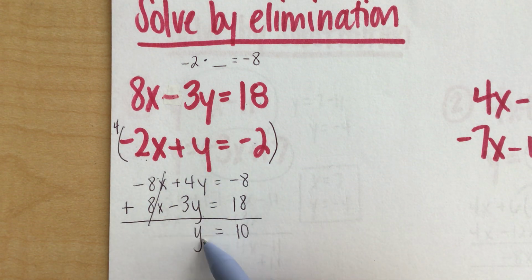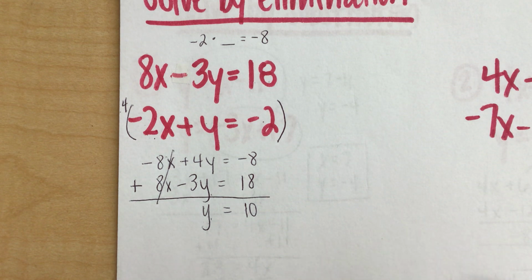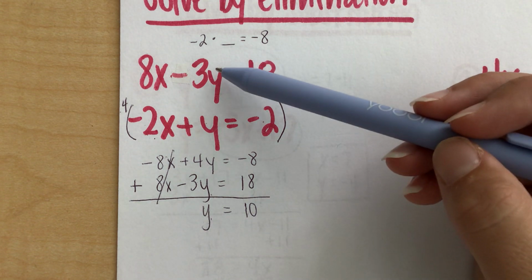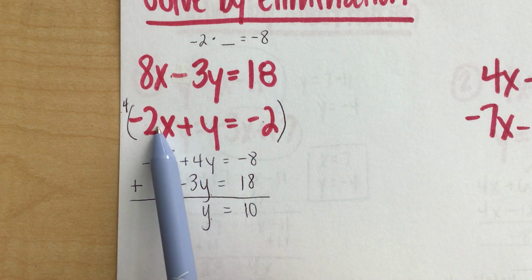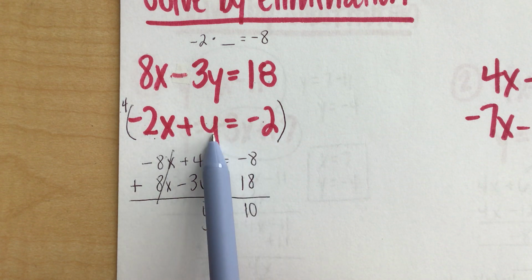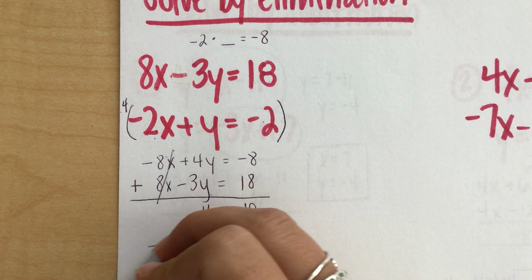So this one worked out pretty well. I don't need to divide anything because this is already by itself, so y equals 10. And then to find my x, I'm just going to plug this back into one of the two equations. So I'm going to plug it back into the second equation because this y is all by itself.